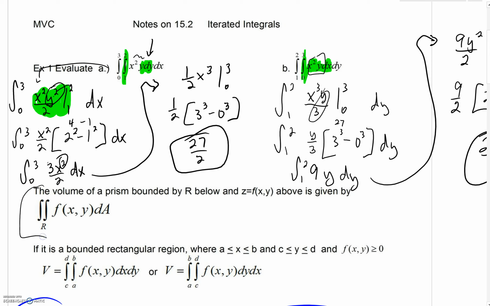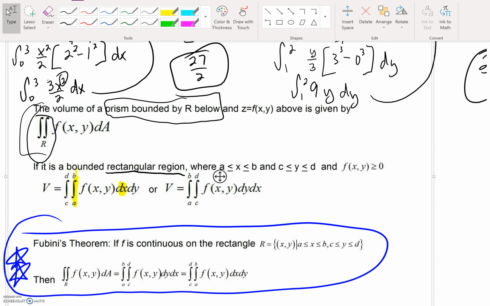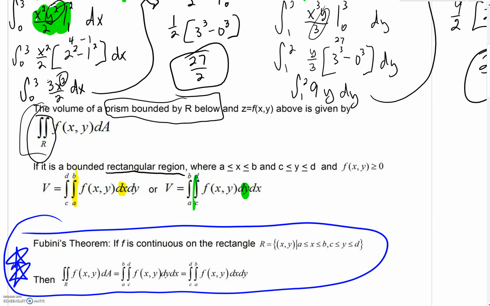Here it says the volume of a prism bounded by R below and some surface up above is given by this. When you see this integral, you're saying, look, we're integrating with our x and y over a rectangular base. That's super, super, super important. So if your base is a rectangular region, and today it will be, what you're about to see is very, very important. You can see that your volume can be accomplished by going in either direction.